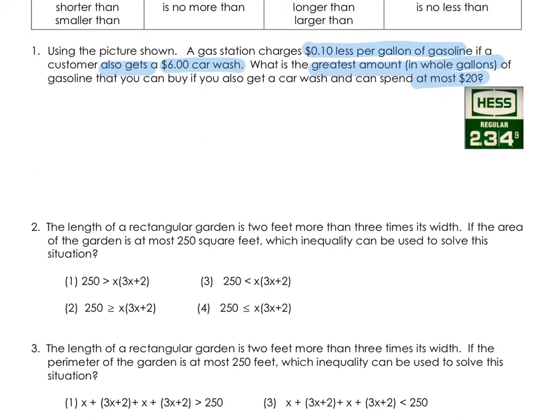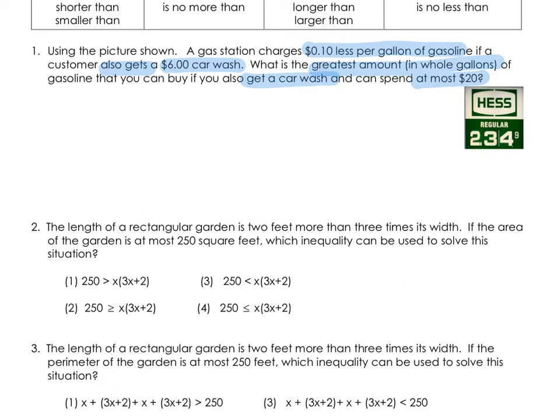Okay, so I highlighted some key words in there, and we're going to go through and use the picture to try to write an inequality because this says we can spend at most $20. So that means I can't spend more than 20, but I could spend less than 20. And we're going to use this picture to find out how much gas costs. It's $2.34. But it also said we're definitely buying a car wash. We're going to get the car wash.